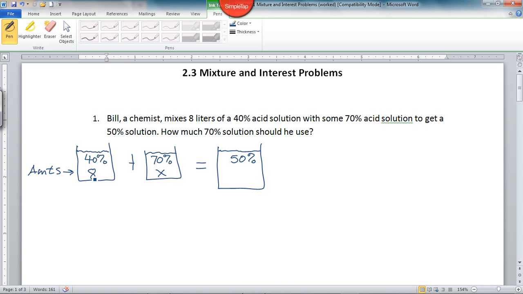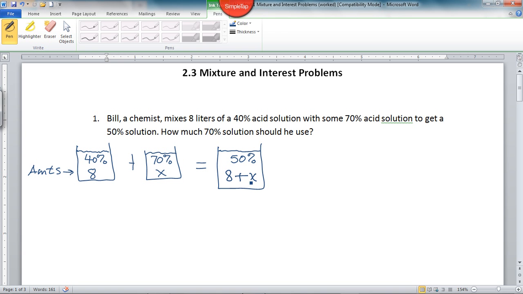Let's think about that for just a second. If I was adding 8 liters and the 70% was 3 liters, what would I have in the mixture? I'd have 8 plus 3, 11 liters. If it was 8 and 10, I'd have 18 liters. So I'm adding the amounts to get the mixture amount. In this case, I don't know that 70% amount, so I'm just going to say 8 plus x is the amount in the mixture.